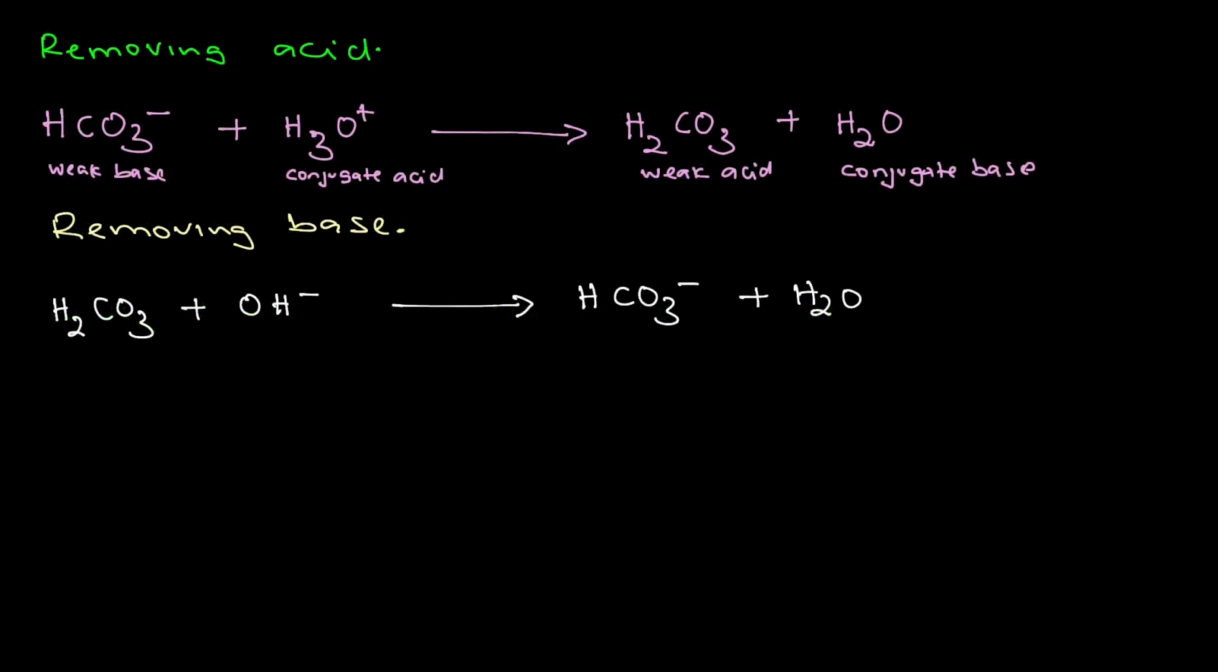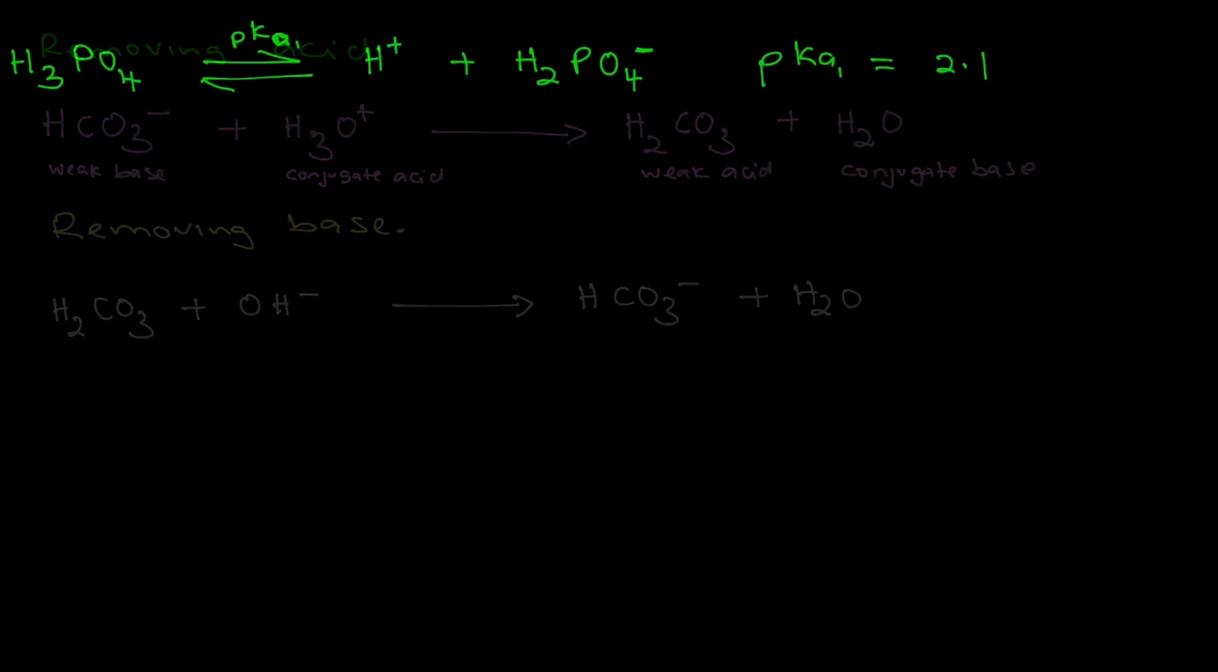So the way the buffer works is, if you add an acid, the conjugate base, because it's present in large quantity, will react with the acid added and form the weak acid back and water. But if you add a base, OH minus, that will react with the acid and then form a conjugate base and water.